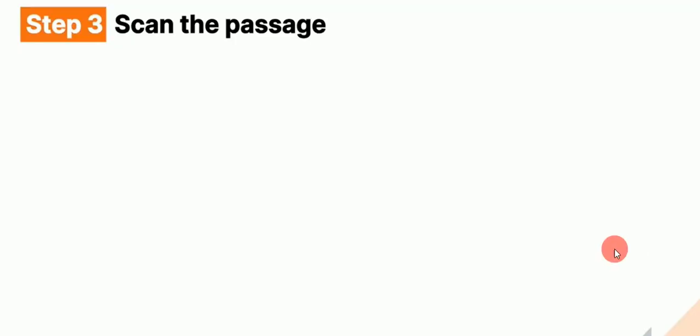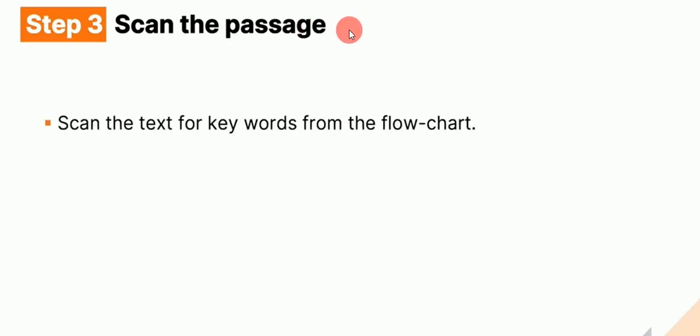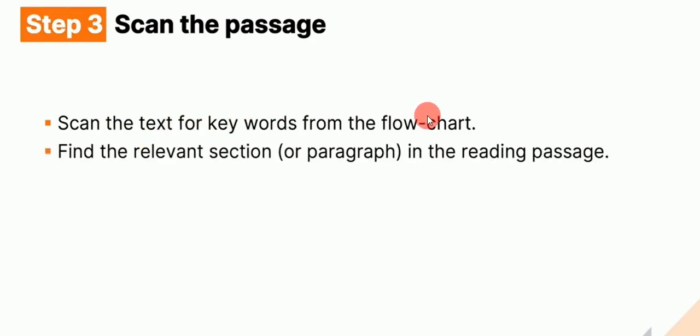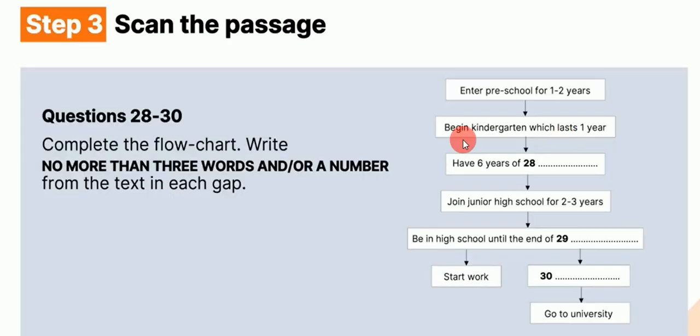Okay, once you understand the topic of the flowchart and what the word form of the missing words might be, it's time to scan the passage for the keywords you have identified in step 1. In other words, you need to find the section or a paragraph of the reading passage which relates to the flowchart. For example, in this flowchart, you could scan for educational words such as preschool, kindergarten, or university.